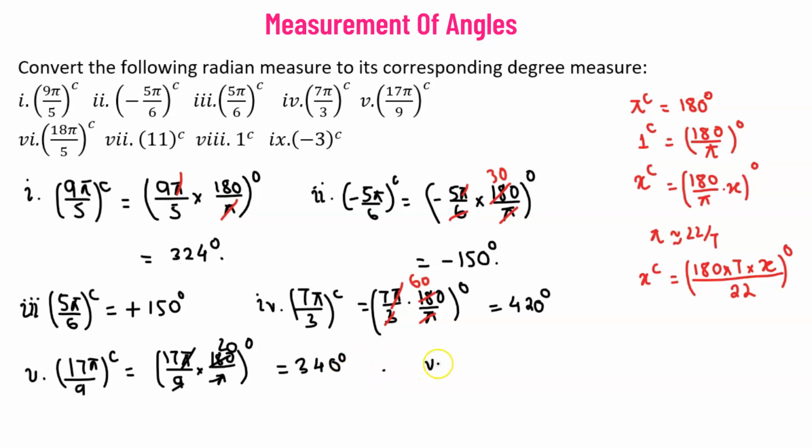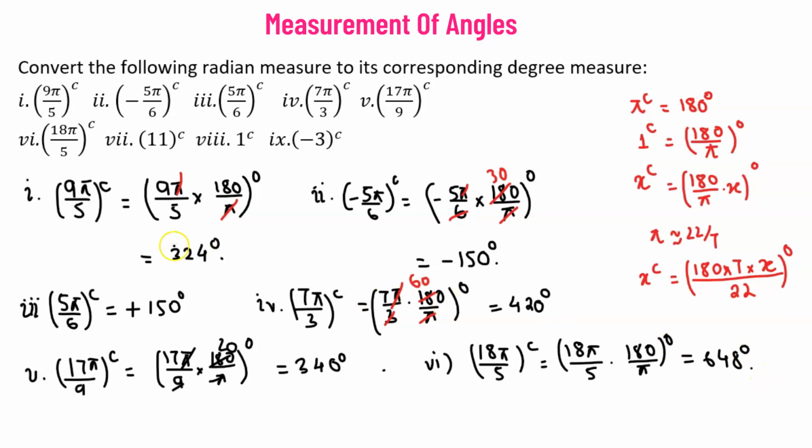Then we have number 6. In number 6, we have 18 pi over 5 radians. So this will be equal to 18 pi over 5 multiplied by 180 divided by pi. So this will be in degrees, and the final value is going to be 648 degrees.